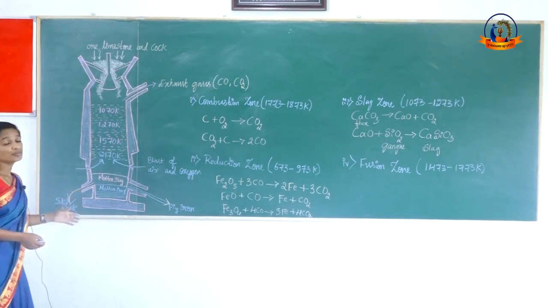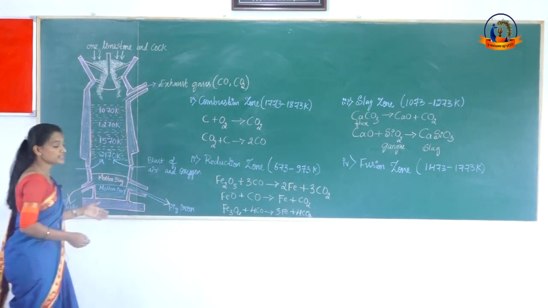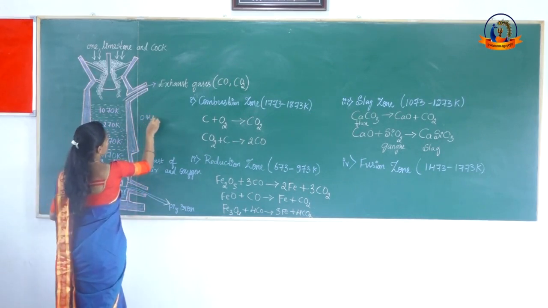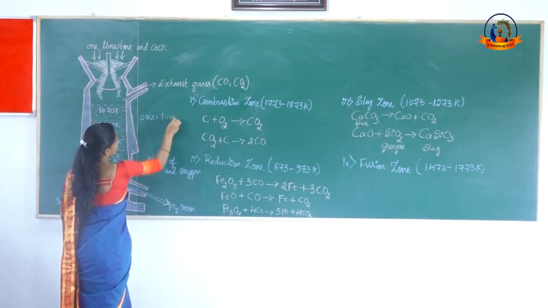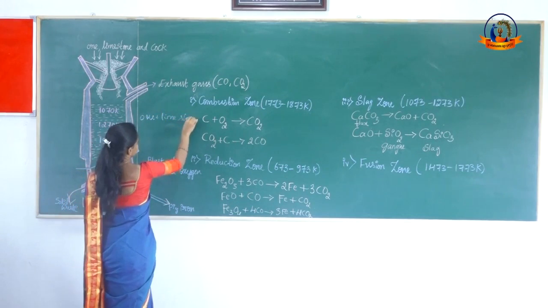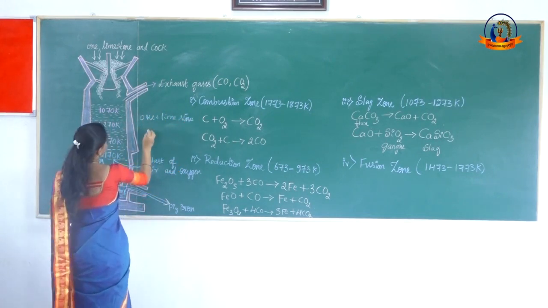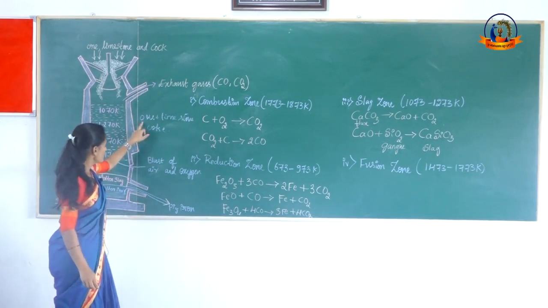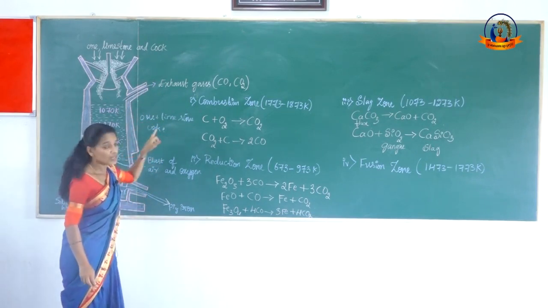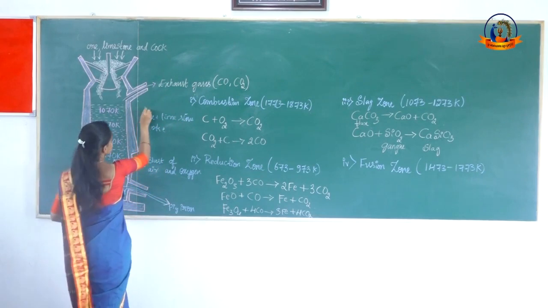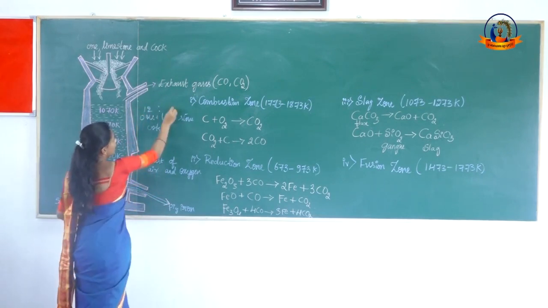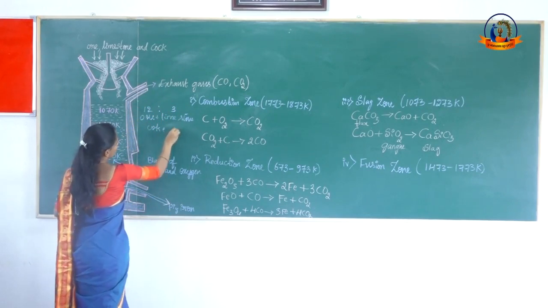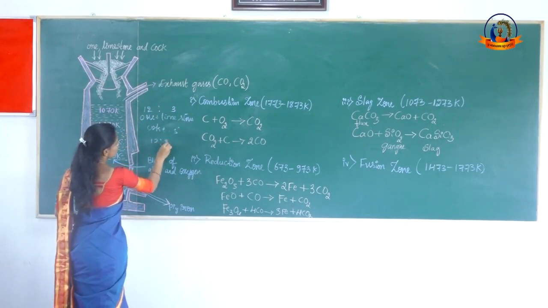Firstly we have to take the iron ore. Along with the ore we are going to add limestone, which we studied in the previous class. Along with that we take coke, in powdered form. We take the ore, the limestone and the coke in the ratio of 12% ore, 3% limestone and 5% coke. So 12 is to 3 is to 5.